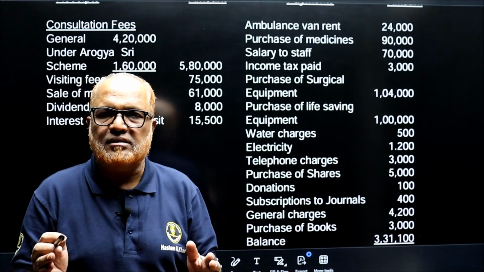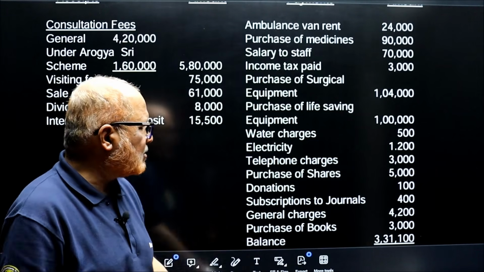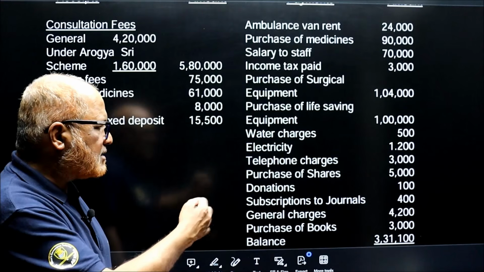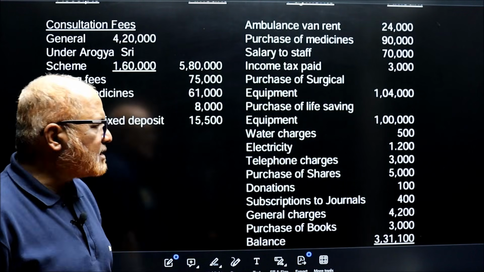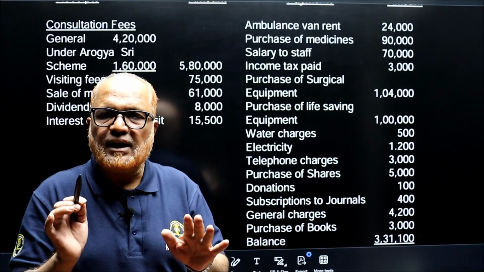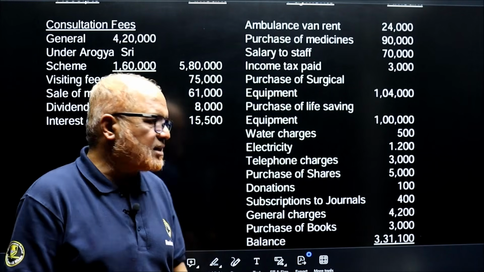Purchase of shares is an investment. It is not allowed as a deduction. Donations are specifically not allowed by the Income Tax Act. Subscription to journals is allowed. General charges allowed. Purchase of books is a capital expenditure, not allowed, but depreciation on books is allowed.